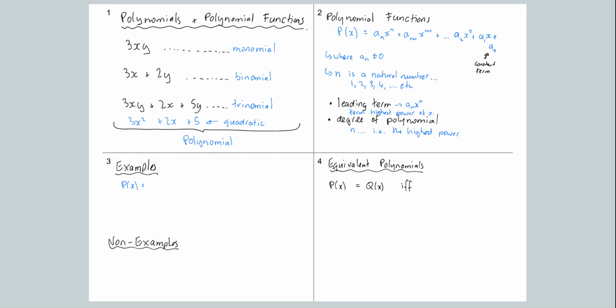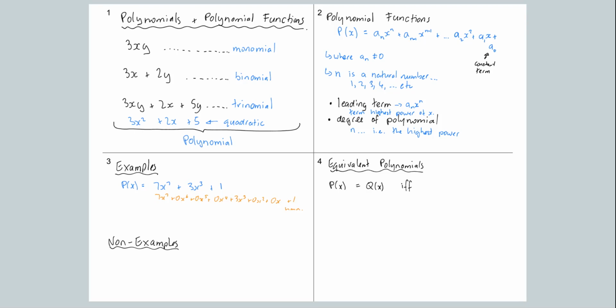P of x is equal to 7x to the power of 7 plus 3x cubed plus 1. This is a polynomial. It doesn't have to have every single power, because this kind of means 7x to the power of 7 plus 0x to the power of 6 plus 0x to the power of 5, 0x to the power of 4 plus 3x cubed plus 0x squared plus 0x plus 1. Okay, you would never write that, but you can always pad it out with zeros.